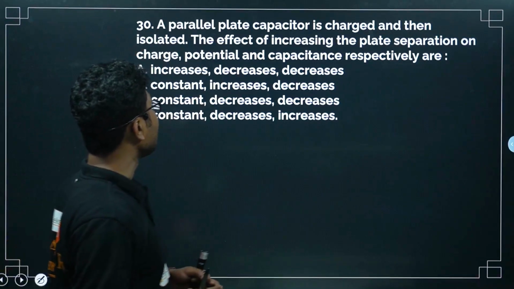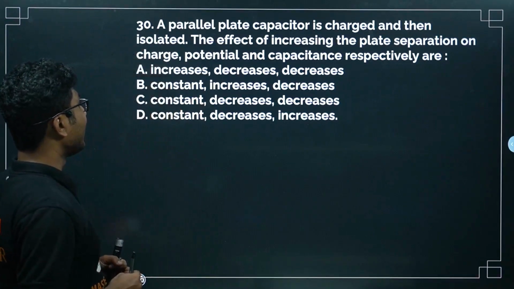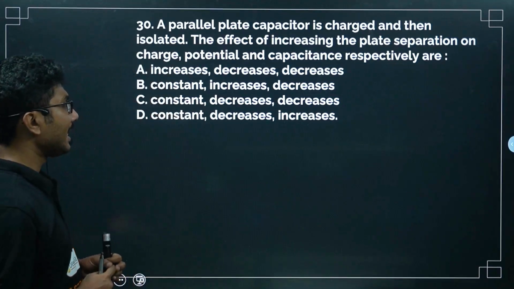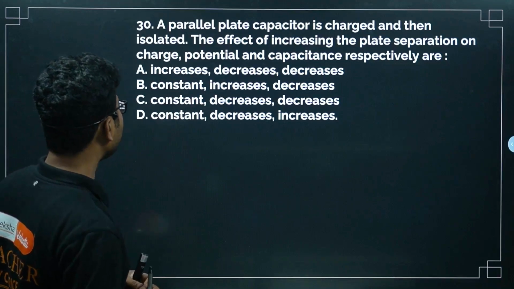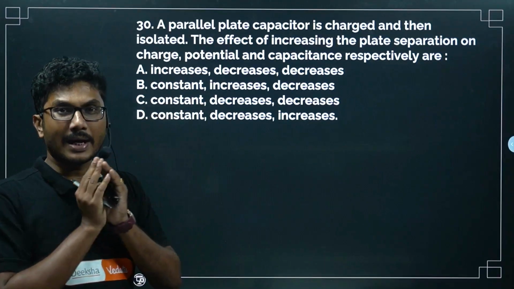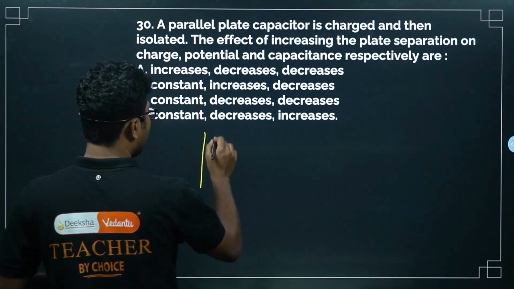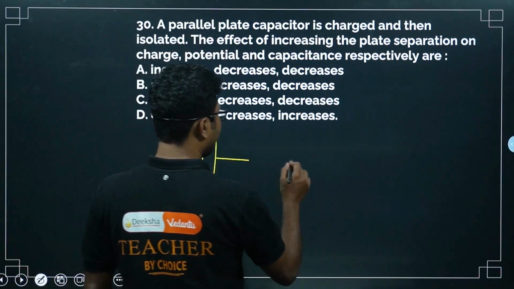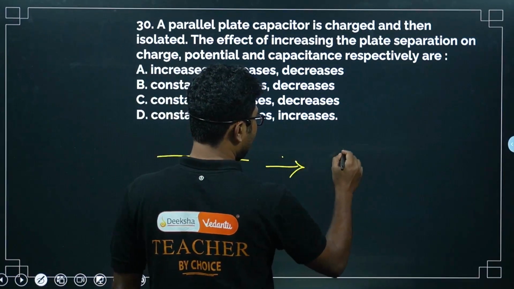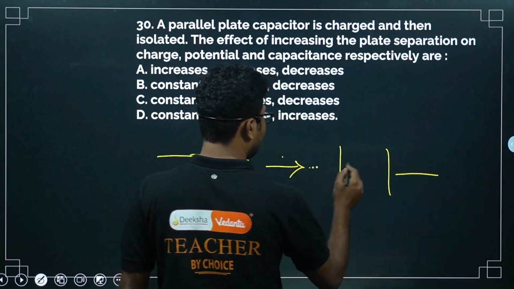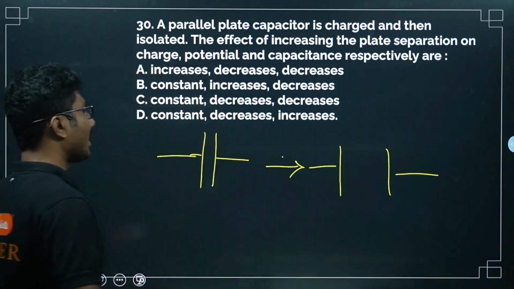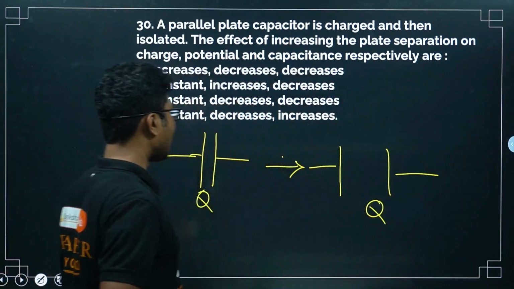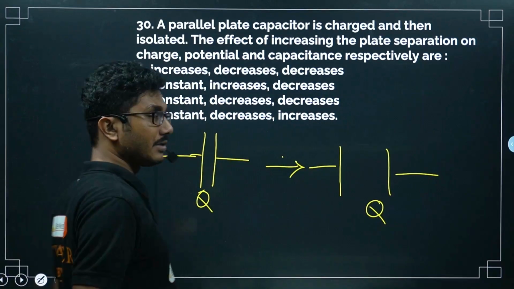So now question number 30: a parallel plate capacitor is charged and then isolated. The effect of increasing the plate separation on the charge, potential and capacitance respectively are. So what they have done, they have charged the capacitor to the maximum, right? Now charge is conserved. So once the capacitor is fully charged, they have just simply increased the plate separation. They are slowly increasing the plate separation, and they have asked you what will be the effect. Now if the charge was Q, the same charge will stay here. Charge will remain constant. Charge is conserved, right?